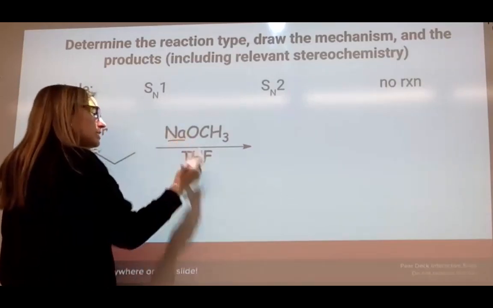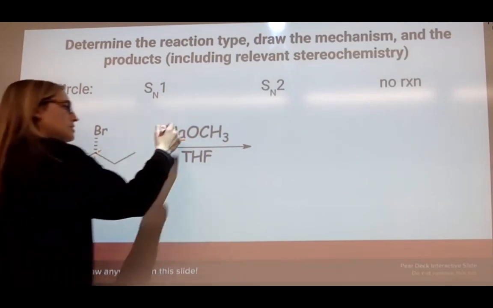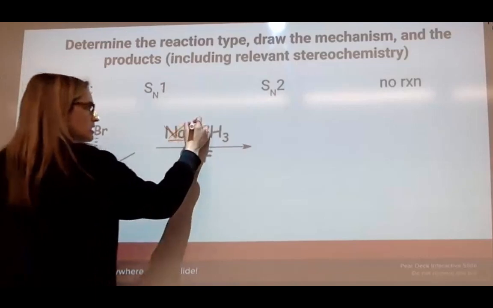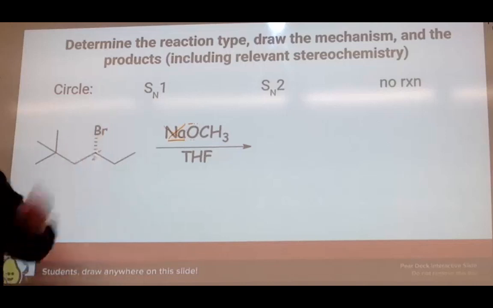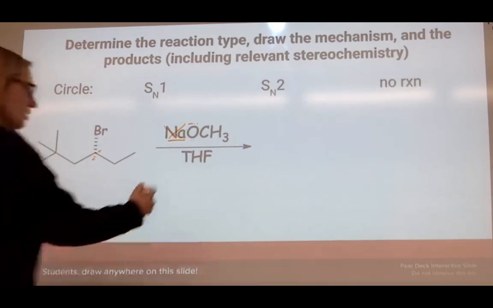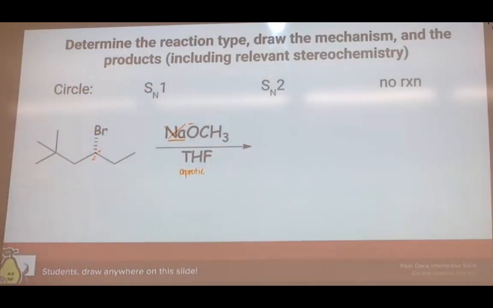Remember, now see you have this Na. This is an ionic salt. Na plus is used to bring an anion into solution. So this is actually OCH3 minus. I just put the negative with the oxygen because that's where the formal charge is. THF, like DMSO, those are your common aprotic solvents. THF we saw during the hydroboration reaction with alkenes and alkynes.